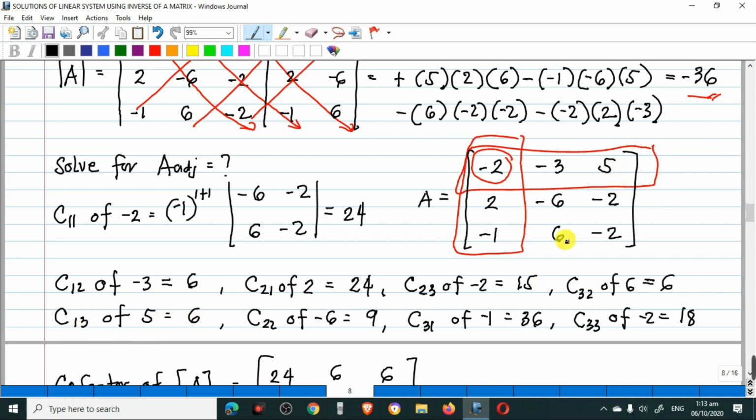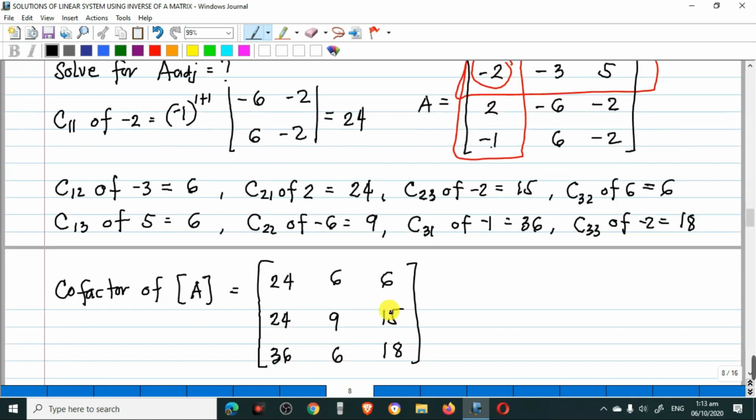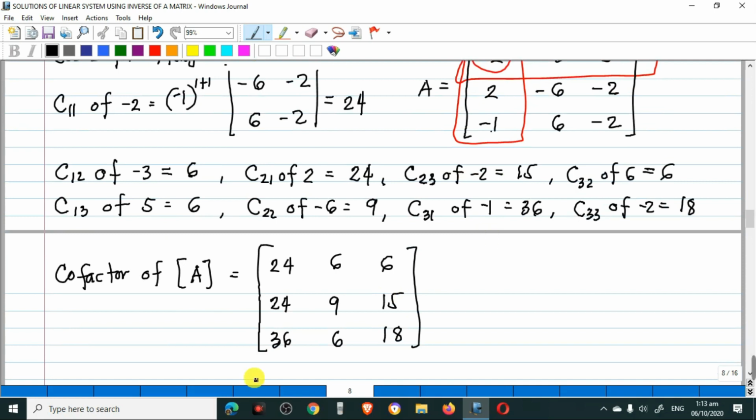So, sunod-sunod na, kunin mo yung cofactor ng 2, cofactor ng -6, cofactor ng -2, cofactor ng -1, cofactor of 6, cofactor of -2, and this is all the values niya. Then after that, ilagay mo na siya dun sa entries ng iyong matrix. This is the cofactor of the matrix A. This is the cofactor. Okay?